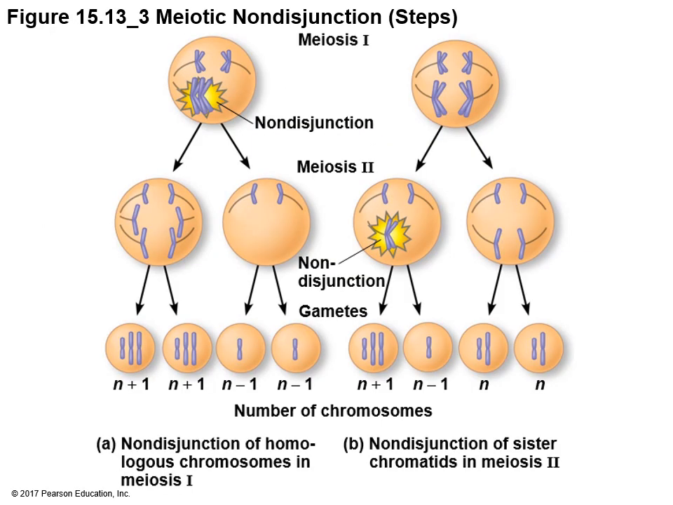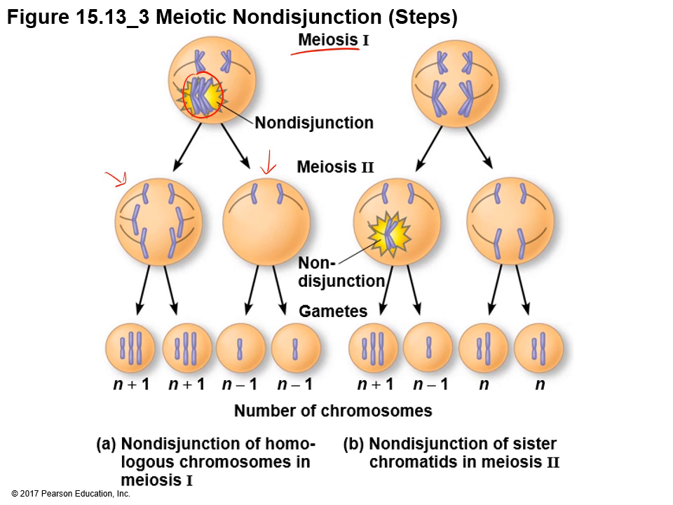So non-disjunction can happen either in meiosis 1 or meiosis 2, and that's going to lead to different results. So on the left right here, we have non-disjunction that happens in meiosis 1. Okay. So the tetrads had to separate evenly, but we can see right here that the tetrad did not separate, and this resulted in one of the daughter cells receiving more chromosomes and the other daughter cell receiving less.